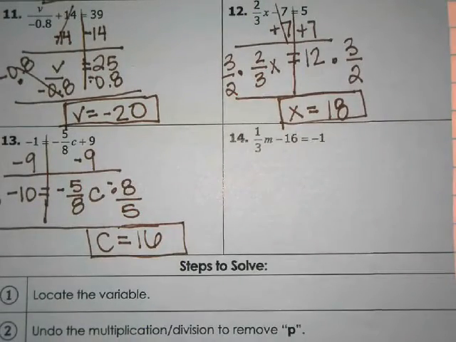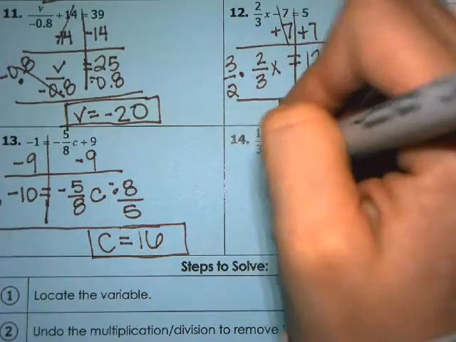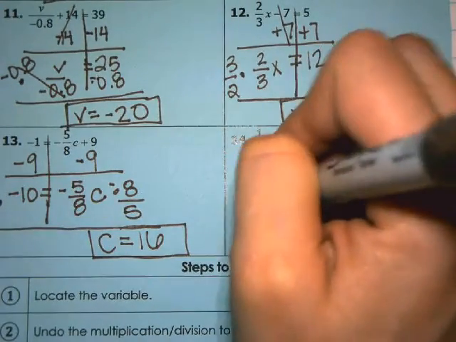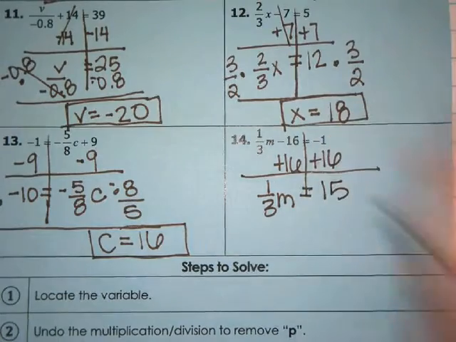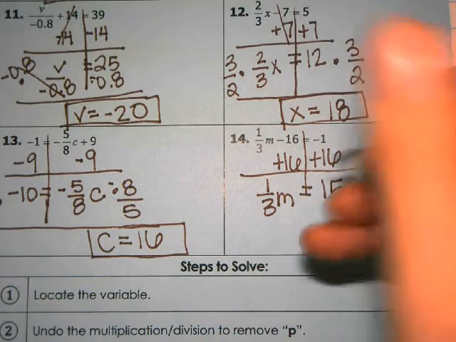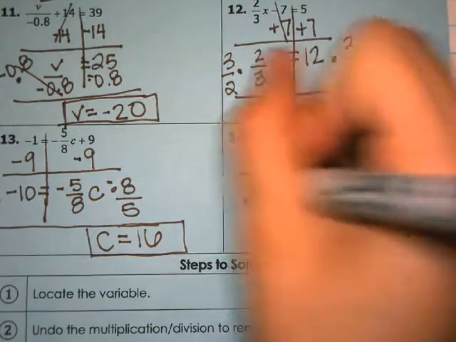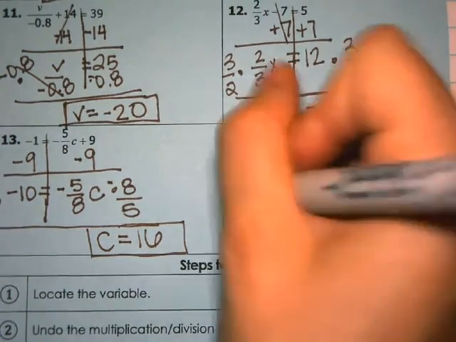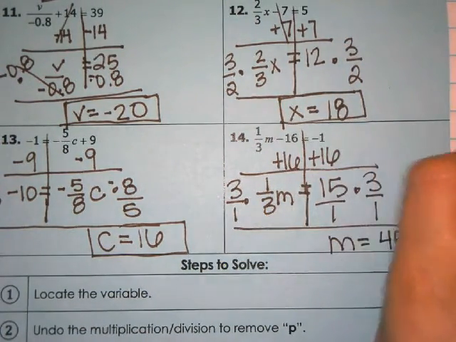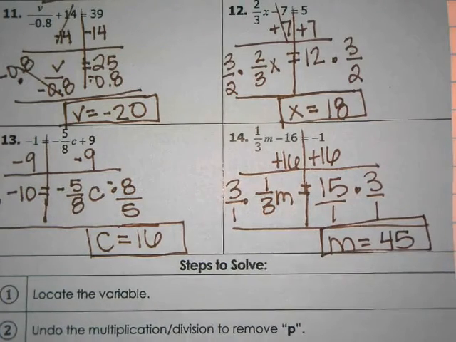All right, last one, number 15. What do I do first? You add 16. Good. What am I going to get? Good. I'm going to get 1/3 m equals 15. So what do I do now? And what's my answer? Good. Questions on fractions.